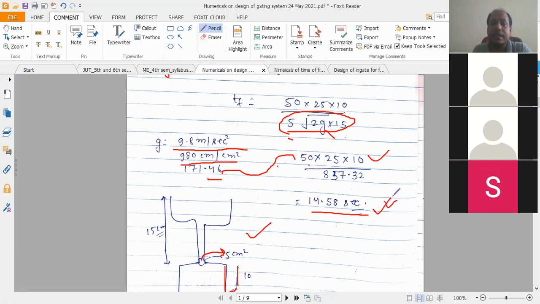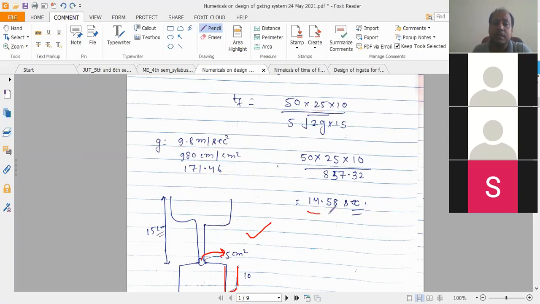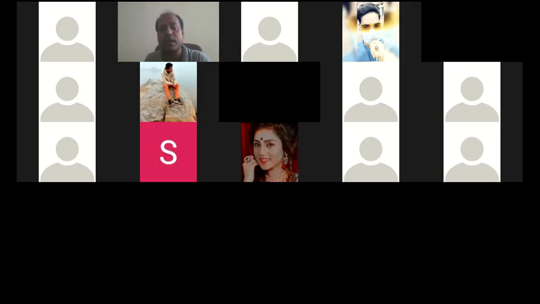It is better that you have a calculator with you and solve the question and confirm the answer, that it will be equal to 14.58 or not. You have the calculator, everybody? I'm asking whether you have the calculator or not.